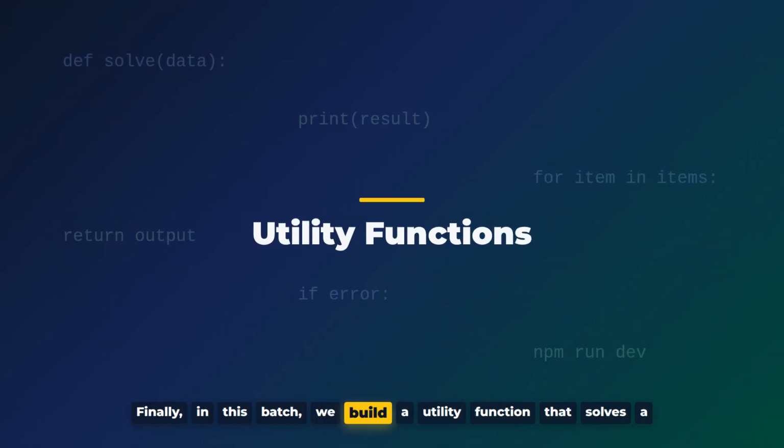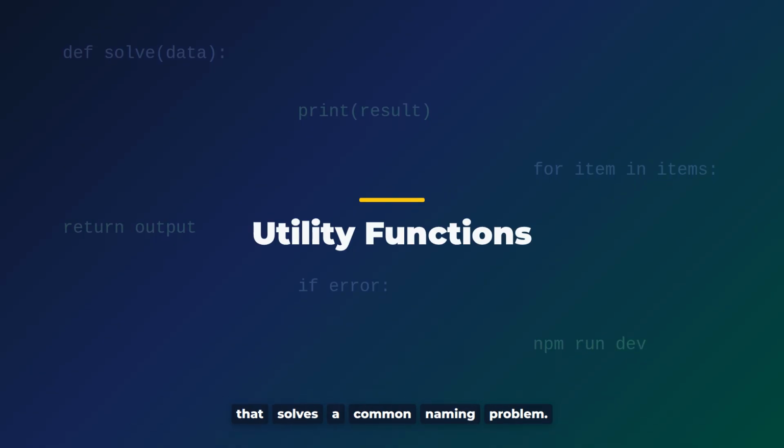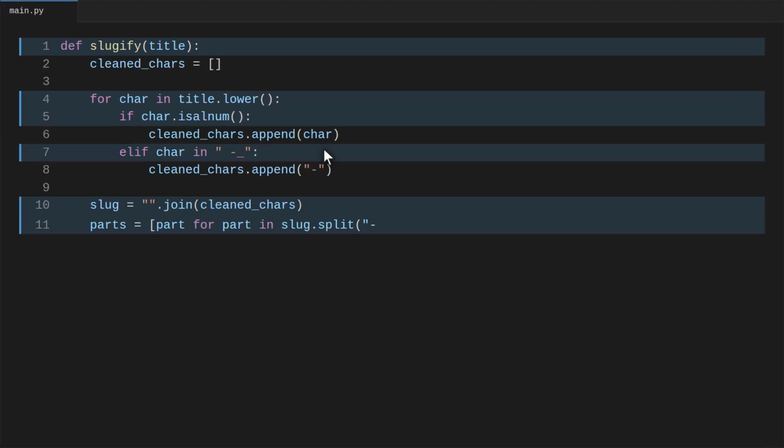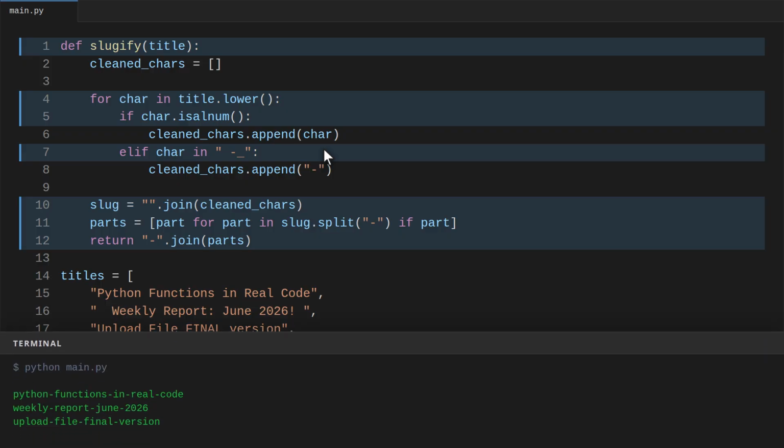Finally, in this batch, we build a utility function that solves a common naming problem. When a title becomes a file name, spaces, punctuation, and uppercase letters can cause messy results. Let's write a slugify function that turns a title into a lowercase hyphen separated string. Now we run it with a few real-looking titles and check the generated file names.